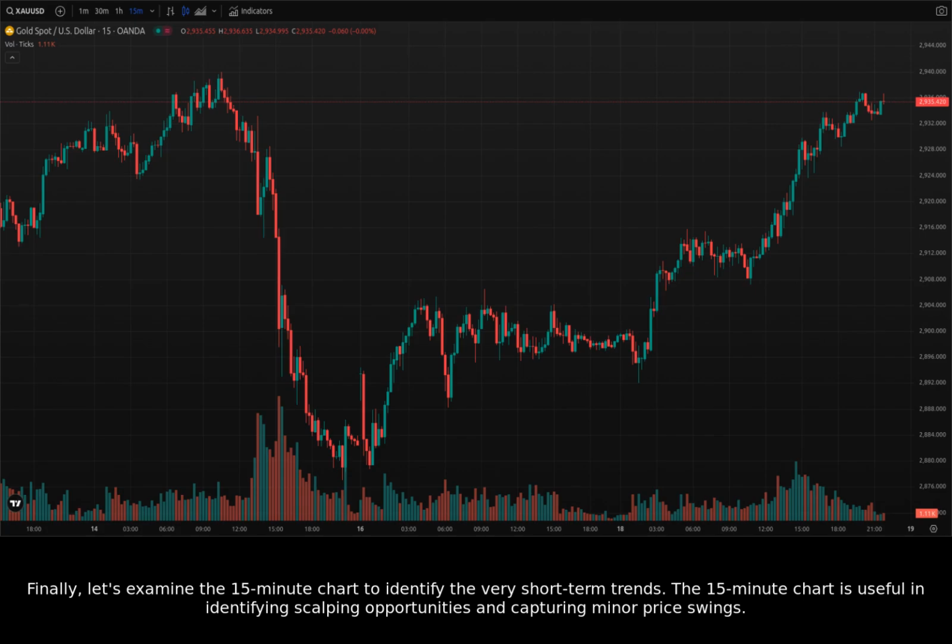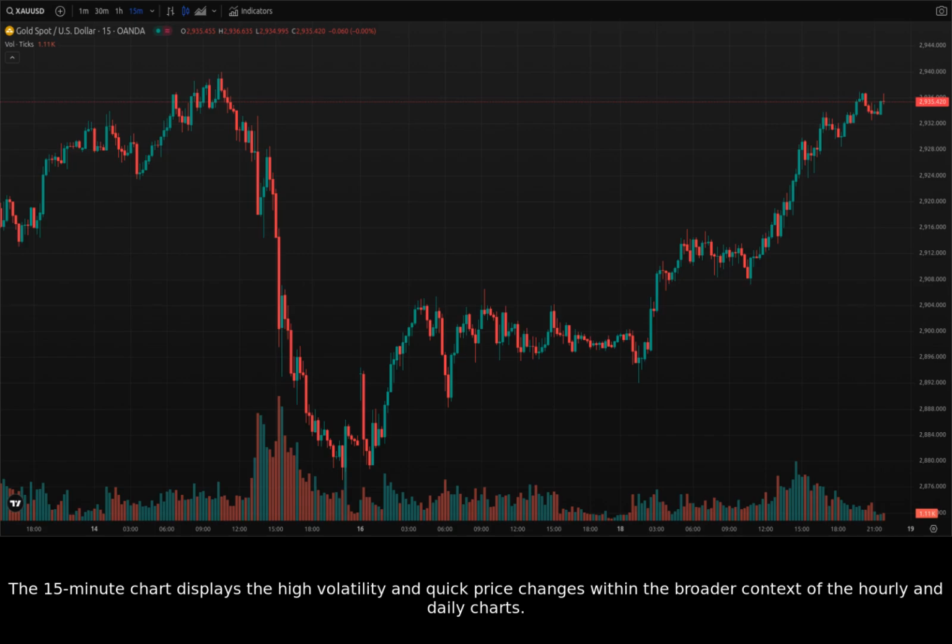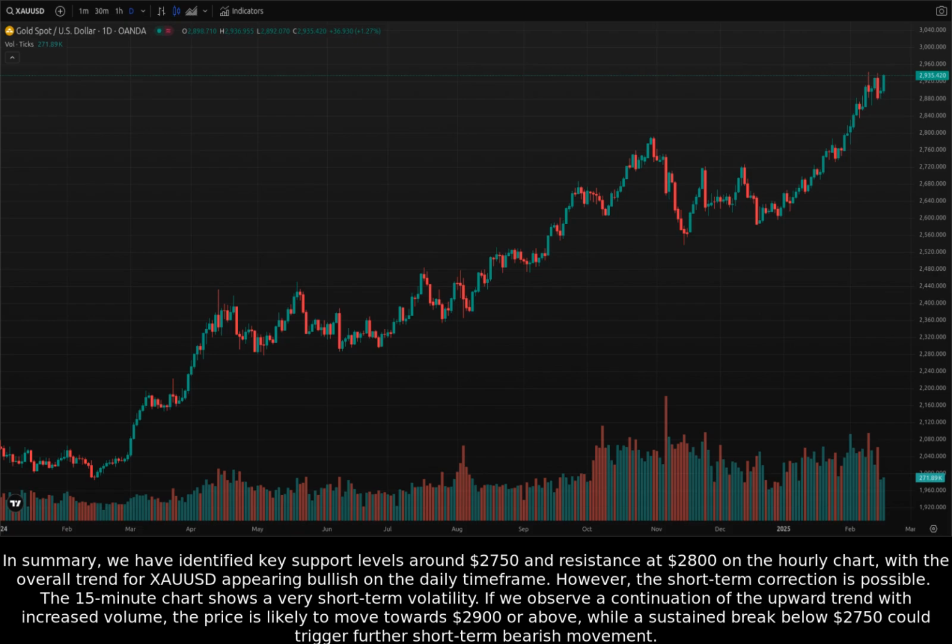Finally, let's examine the 15-minute chart to identify the very short-term trends. The 15-minute chart is useful in identifying scalping opportunities and capturing minor price swings. The 15-minute chart displays the high volatility and quick price changes within the broader context of the hourly and daily charts.